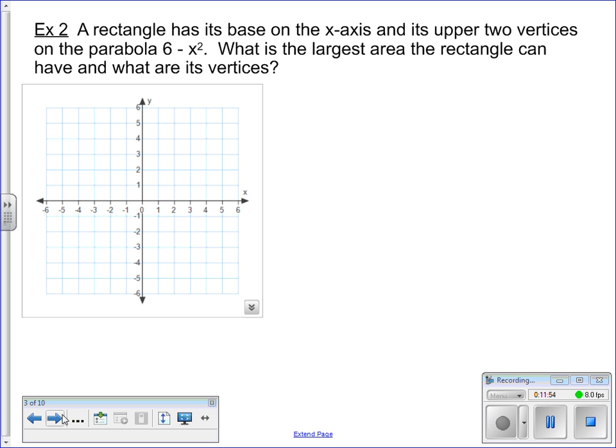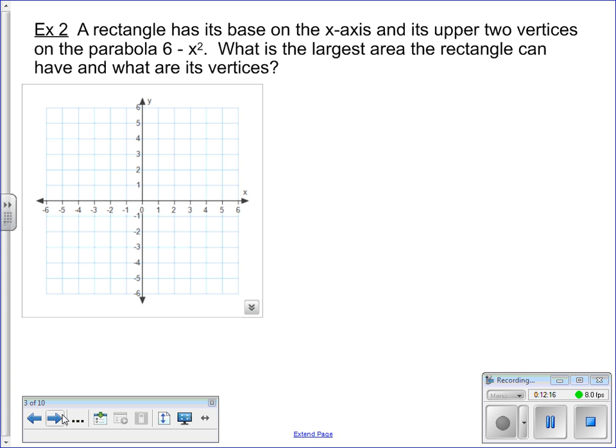Okay. Ooh, I like this one. This is one of those esoteric ones I was talking about, so I love it. Okay, a rectangle has its base in the x-axis, and its upper 2 vertices on the parabola 6 minus x squared. So I want to kind of sketch the parabola a little bit.